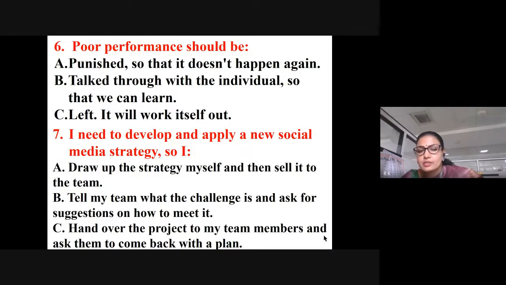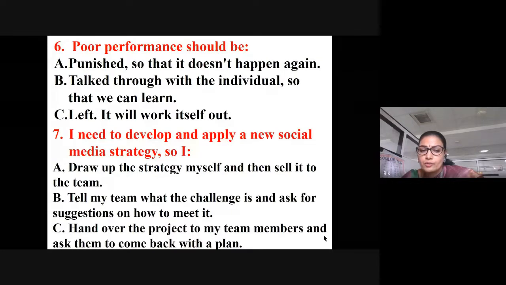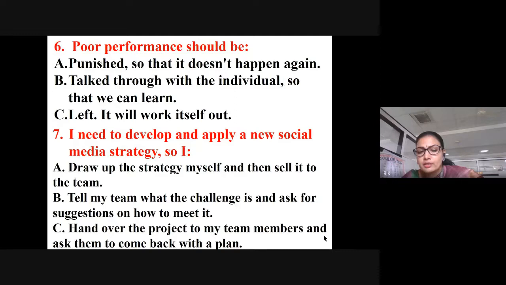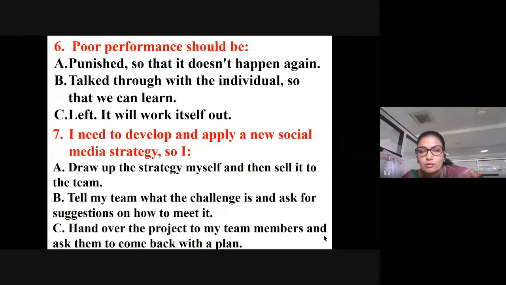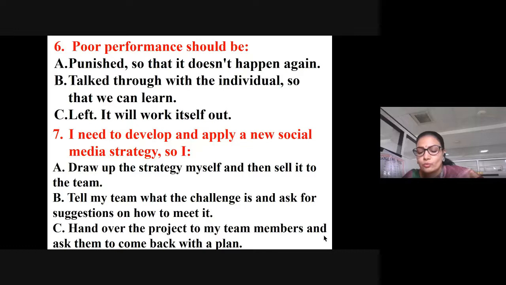And the seventh question is, I need to develop and apply a new social media strategy. So what would I do? I draw up the strategy myself and then send it to my team, or tell my team the challenges and ask for suggestions on how to meet them. Or I just simply hand over the project to my team members and ask them to come back with a plan. So which is the one that you will take?